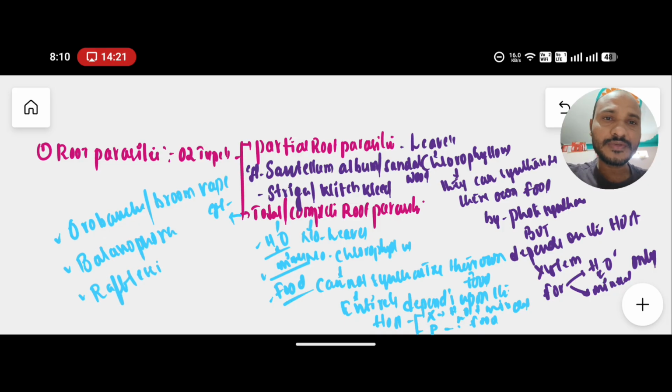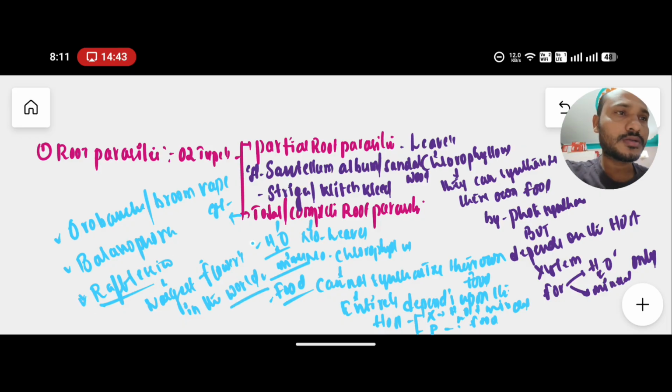So Rafflesia is the largest flower in the world. Very important note. Sorry, not India, the largest flower in the world is Rafflesia, and this Rafflesia also comes under total or complete root parasites. So these three are examples for total or complete root parasites. So this is all about the root parasites and their types.